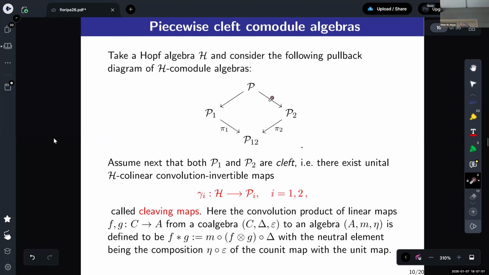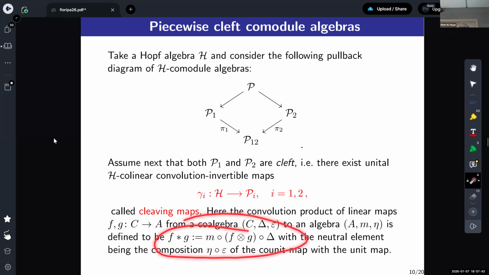So I have a pullback in the category of comodular algebras, and now I assume that these comodular algebras P1 and P2 are cleft. What does it mean? It means that there exist cleaving maps, which are maps going from Hopf algebra H to this comodular algebra Pi. Again, like with a strong connection, I don't bother to give a definition. Let me just mention that they have to be unital and collinear. But what is absolutely fundamental about them, you assume them to be convolution invertible. And what do I mean by convolution invertible? Well, whenever I have any linear map from a coalgebra to an algebra, I can define the convolution product of these linear maps exactly as given by this formula.